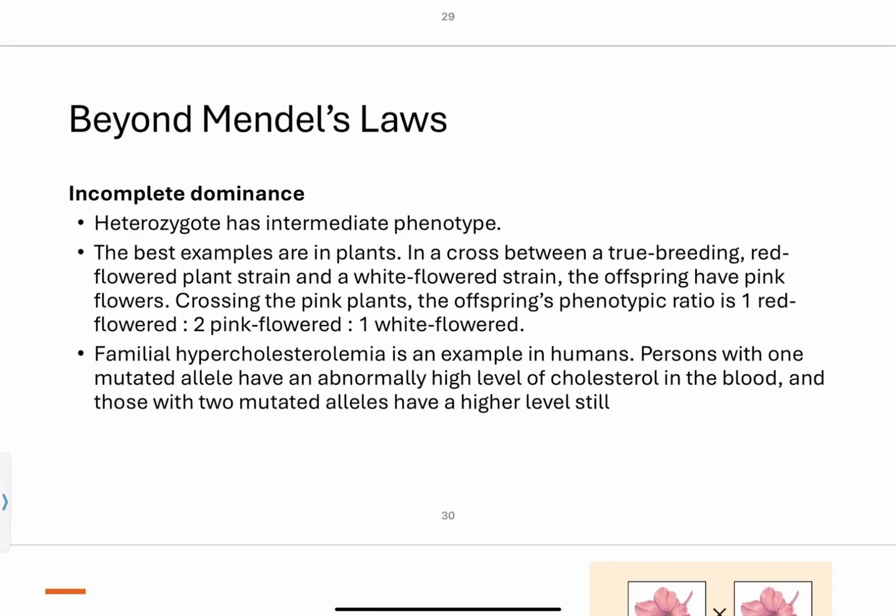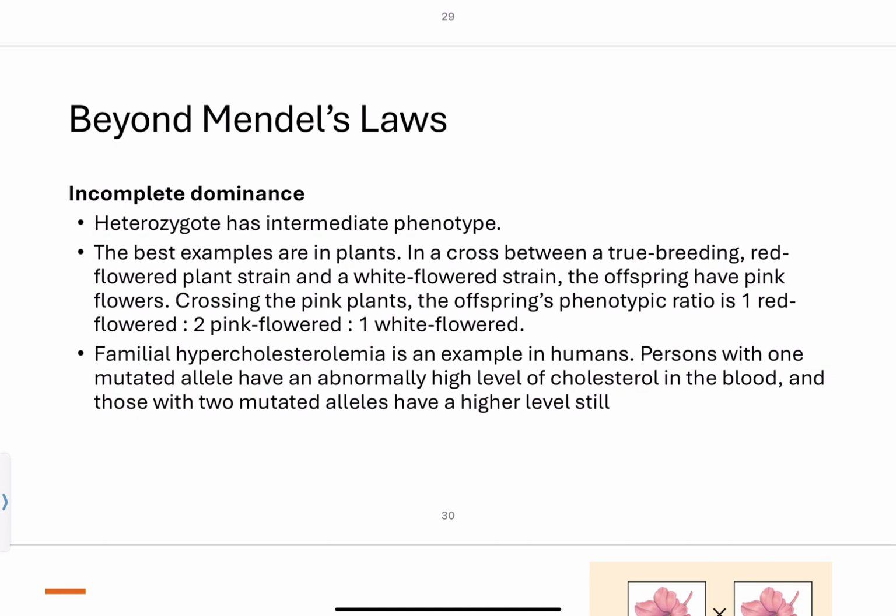Okay, so now we're pretty familiar with Mendel's classic laws of segregation and independent assortment. But as it turns out, genetics in the real world is a lot more complicated. So let's start with incomplete dominance. In this pattern, the heterozygote has an intermediate phenotype. So it's not dominant and it's not recessive, but it's somewhere in the middle.